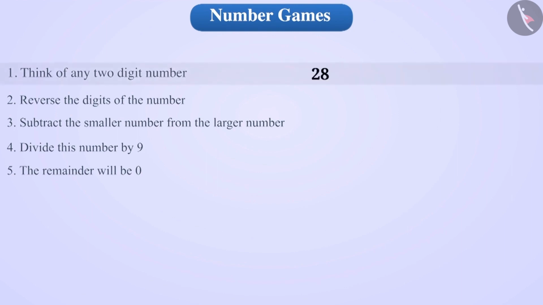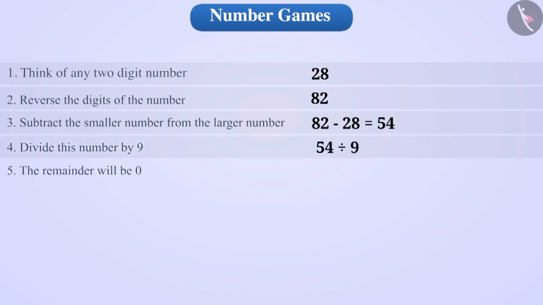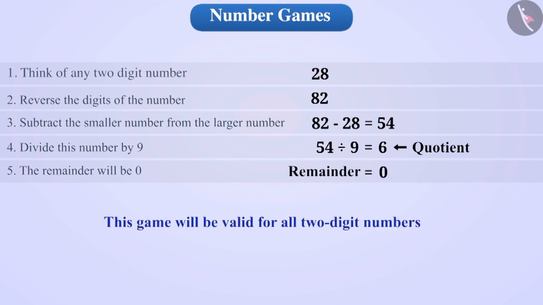Suppose we chose a number of two digits 28. Now by reversing the digits of this number, we will get the number 82. Now by subtracting 28 from 82, we get 54. And dividing the number 54 by 9, we get a quotient 6 and a remainder 0. Similarly, this game will be valid for all two-digit numbers. Would you like to know why this happens? Let's find out.